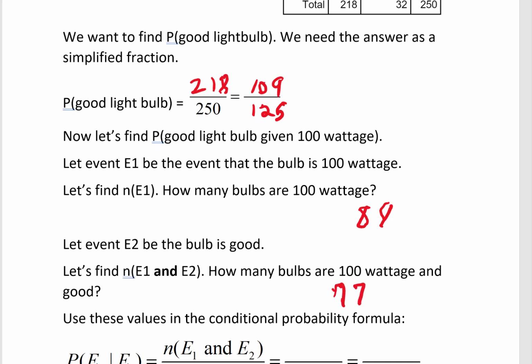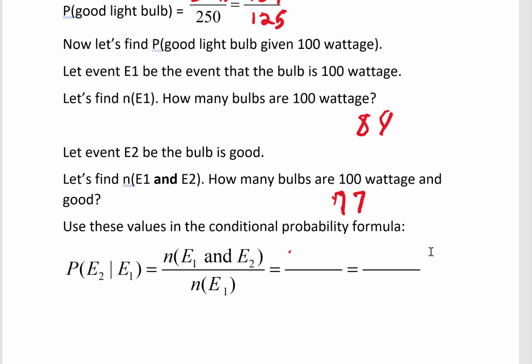So the conditional probability is going to be 77 over 88. Each of those is divisible by 11, so my simplified fraction is 7 over 8.